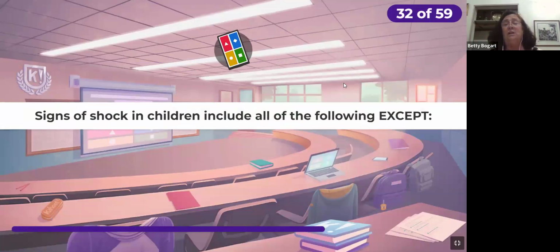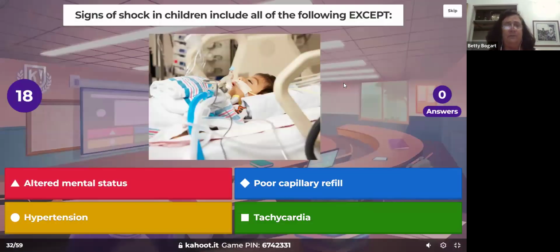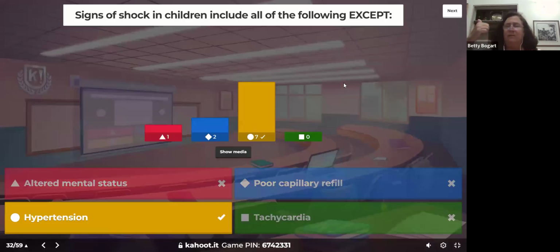Signs of shock in children include all of the following except. What is shock? What do you see? In shock, whether you're kids or you're an adult, you're going to see heart rate is going to be very elevated. Blood pressure's on the floor, poor capillary refill, poor urinary output, altered mental status, all of these things you see in shock. The body's trying to clamp in and everything goes central.